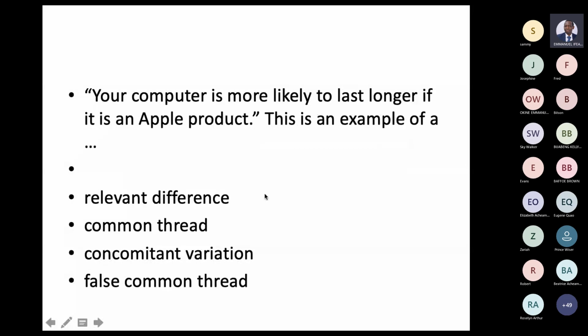Your computer is more likely to last longer if it's an Apple product. This is an example of... anyone?